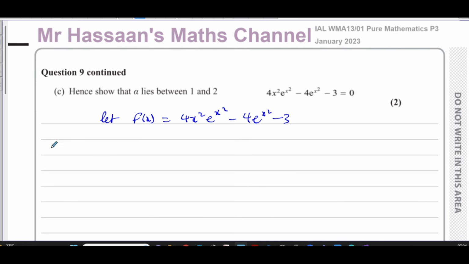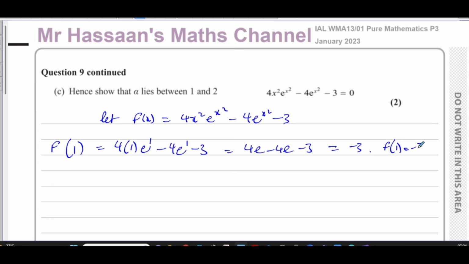And then let's substitute into f, putting one of the values into this expression. So we have 4 times 1 squared times e to the power of 1 minus 4e to the power of 1 minus 3, which gives you 4e minus 3, which is negative 3. So we can see that f of 1 is equal to negative 3.